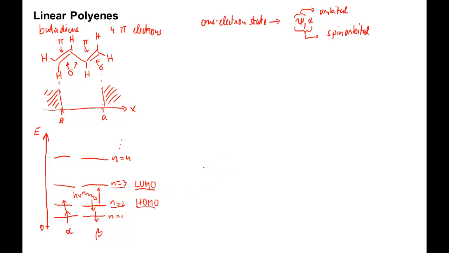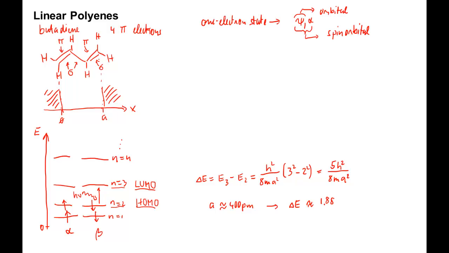The energy difference in our case of butadiene between these two states is given by delta E equals E3 minus E2 equals h squared over 8ma squared times 3 squared minus 2 squared, which simplifies to 5h squared over 8ma squared. For butadiene, the approximate box length a is about 400 picometers. This gives an energy gap delta E of about 1.88 times 10 to the negative 18 joule.